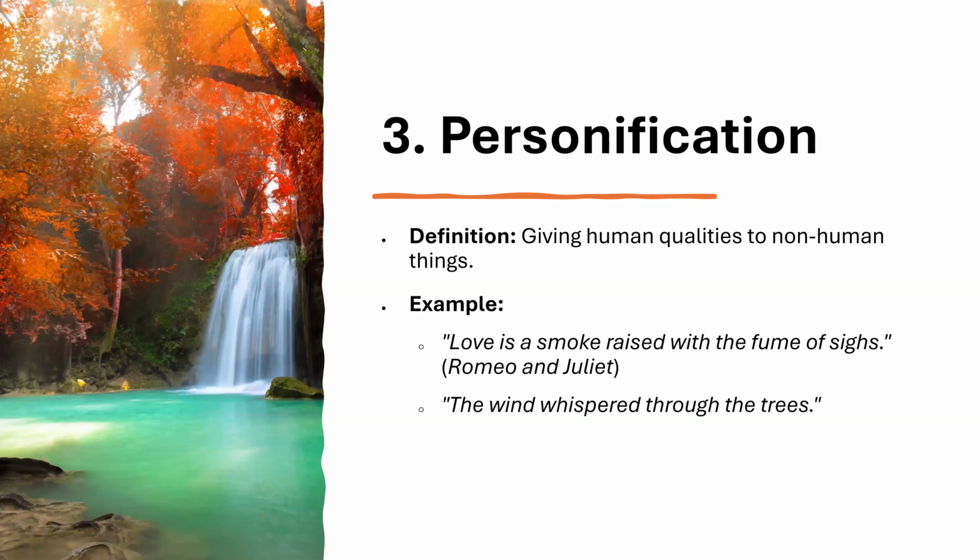We have personification, that is giving human qualities to non-human things. An example of that would be love is a smoke raised with fume of sighs. And another example, from Romeo and Juliet, would be the wind whispered through the trees. Because basically humans are the ones that whisper, but you've now given the attribute of a human being to the wind.